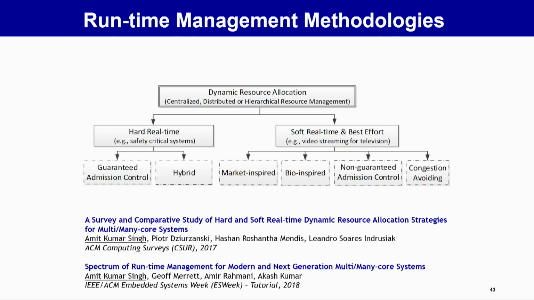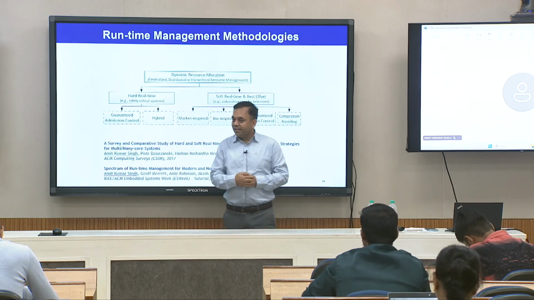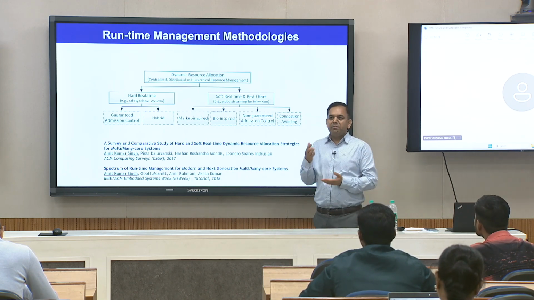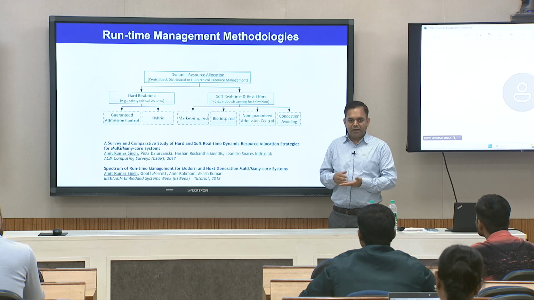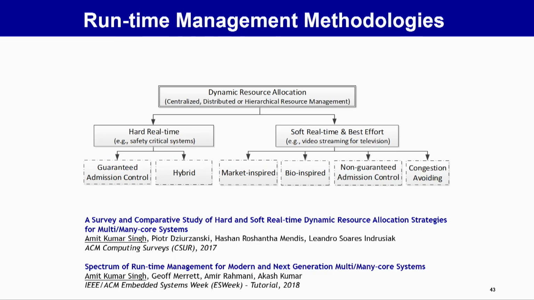Now these approaches are called runtime management, and some people refer to it as dynamic resource allocation. Dynamic means runtime, and some people also refer to it as adaptive. So these can be categorized into two main parts. One is for hard real-time systems. These are safety critical systems, where timing is very important, like in aeroplanes, in cars, and some other places. Another is called soft real time or best effort systems. Video streaming is an example of it.